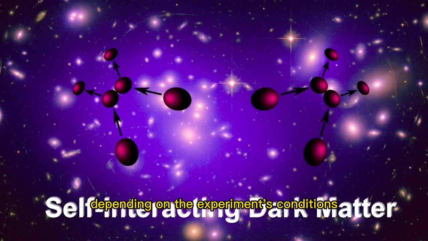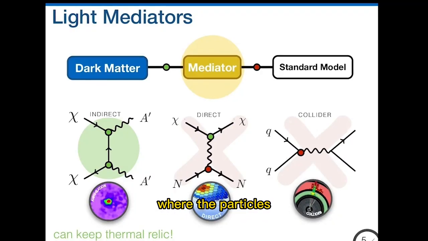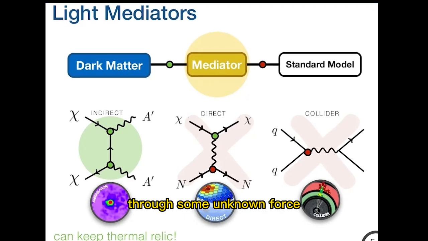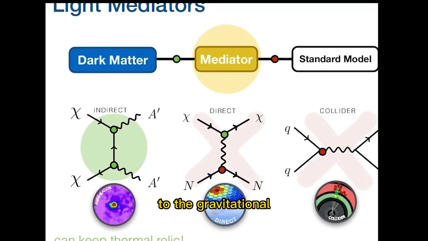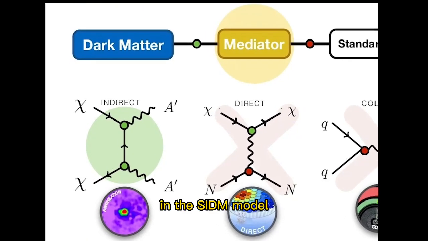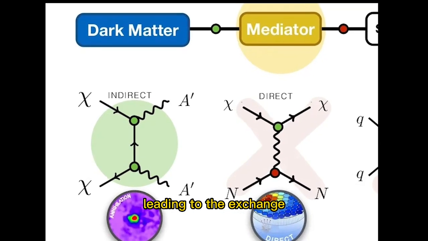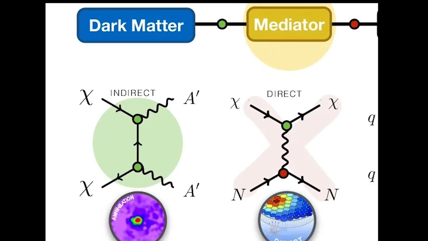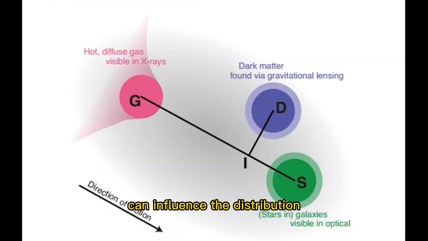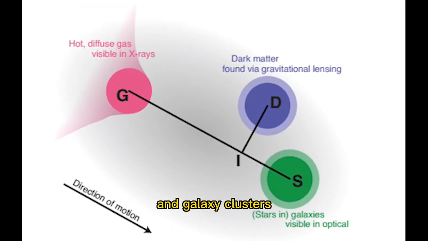Self-interacting dark matter, SIDM, is a model where the particles can interact with each other through some unknown force, in addition to the gravitational interaction that all dark matter particles experience. In the SIDM model, dark matter particles can interact with each other, leading to the exchange of momentum and energy. These self-interactions can influence the distribution and dynamics of dark matter in galaxies and galaxy clusters.